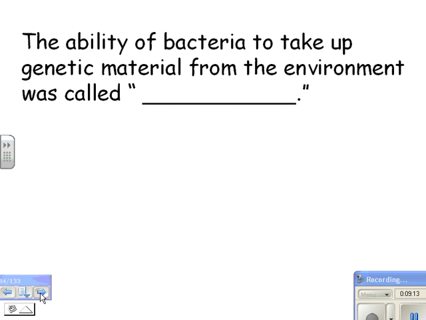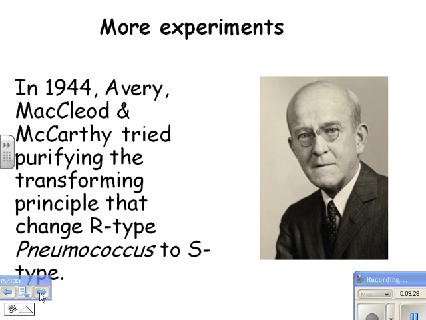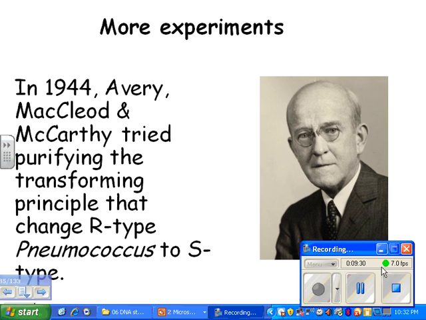So the ability of bacteria to take up genetic material from the environment was called transformation. The genetic material was called the transforming principle because they still didn't know if it was DNA or proteins or anything else. And I think I'm going to stop with Griffith's experiments.